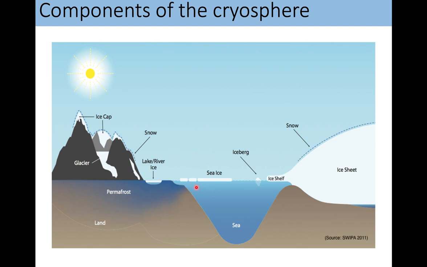And then we have sea ice, which is floating frozen ocean water. So when the ocean is actually cold enough that it freezes. And we also have icebergs, which is where a piece of the glacier and the ice shelf breaks, the ice sheet breaks off and floats away into the sea.